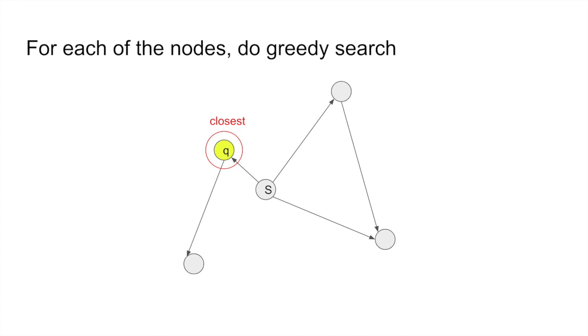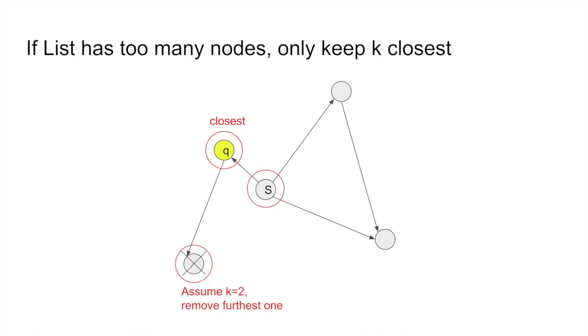So in each iteration of greedy search, for all the unvisited nodes in the list, only the neighbors of the closest node will be added to the list. So in this case, we assume that the query is part of our graph, which is the yellow dot Q, and it's also the closest node, starting from the starting point S. So the only neighbor of Q will be added to our list. And here we assume that K, which is the upper bound of the size of the list, is equal to 2, so we have exceeded the number of nodes that can be contained in the list, so we have to remove the furthest one to keep the size below or equal to 2.